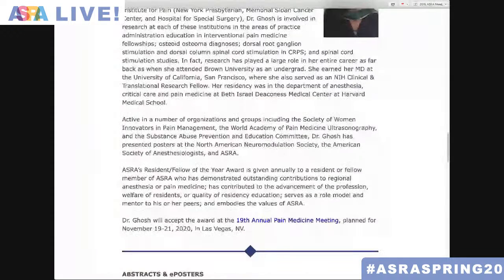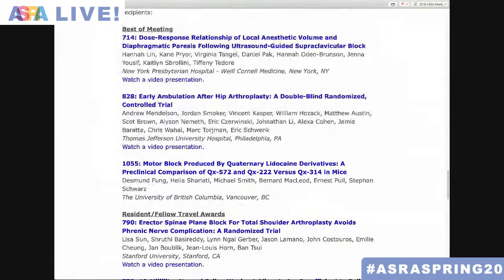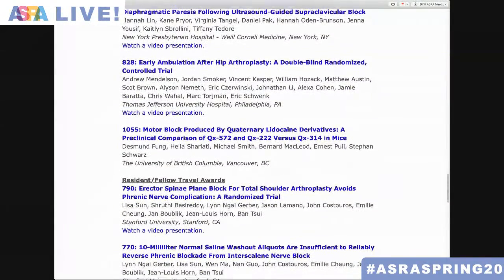Lastly, I want to mention tomorrow we're going to be going over the Best of Meeting abstracts and the Resident Fellow Travel Award posters. So we're trying very hard to get the authors of those posters to come and present their own work. They've missed their opportunity to present at the meeting, so we want to give them some opportunity to present their work in a forum where a lot of people can hear all the hard work that they did. So look out for that. I think that's going to be a great show tomorrow. Again, 3 p.m. Eastern Time tomorrow, Friday.